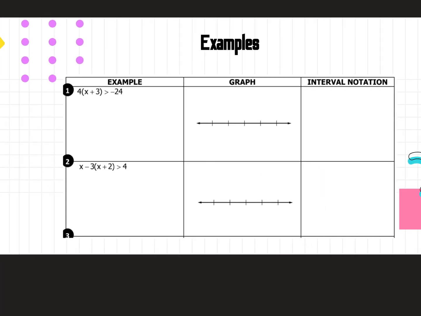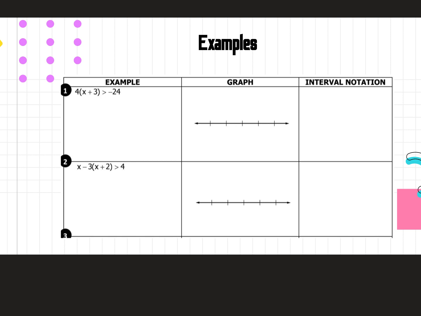All right, so looking at the first example, the first thing we're going to do is go ahead and solve that inequality. My first step is I'm going to distribute. So I have 4x plus 12 is greater than negative 24. I'm going to subtract 12 from both sides. I get 4x is greater than negative 36. Divide both sides by 4, and x is greater than negative 9. So we know that x is strictly greater than negative 9.